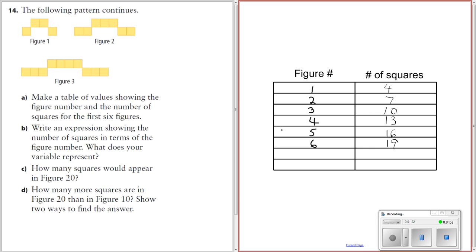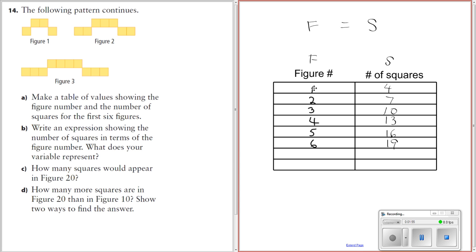Question B says, write an expression showing the number of squares in terms of the figure number. So I have to ask, what is the relationship of this number to this number? Let's give this an F, and let's give this an S. I'm actually making an equation instead of an expression. It says expression, but we will see the expression over on this side of the equation that represents the relationship.